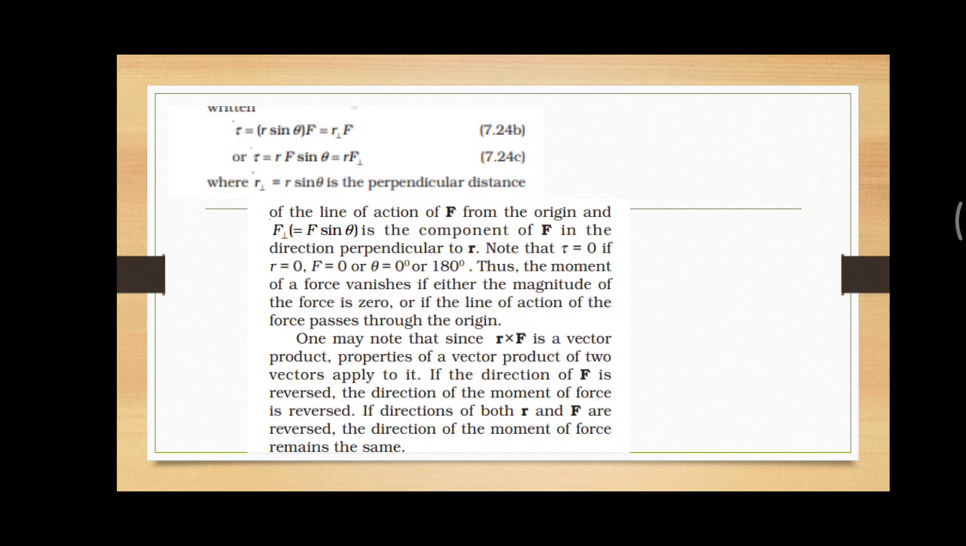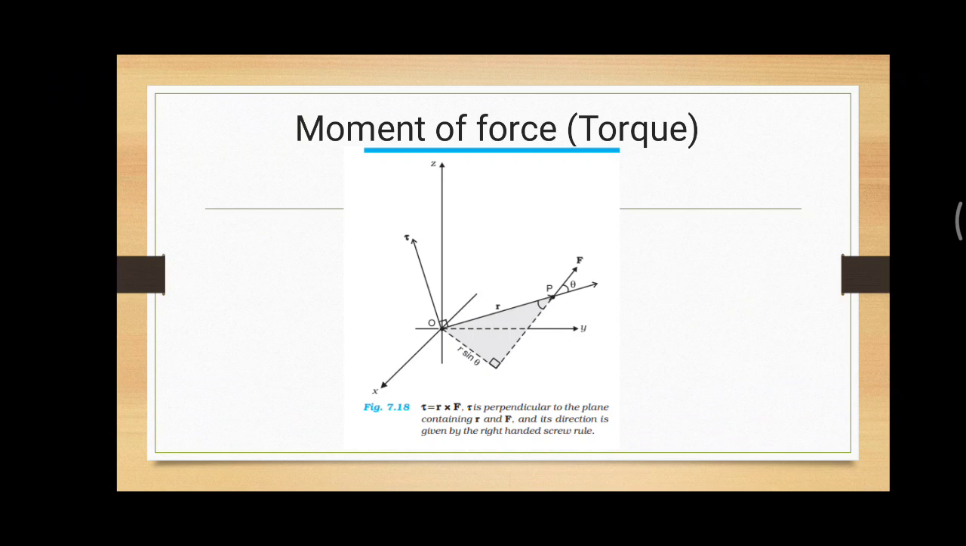So this r F can be written as r sin theta into F, which is r perpendicular into F. That is, torque can be written as r F sin theta, that is r F perpendicular. Here r perpendicular, that is r sin theta, is representing the perpendicular distance. In the figure you can see, here the vector F you are extending a little bit backward, and you are finding out the perpendicular distance between F and the origin.